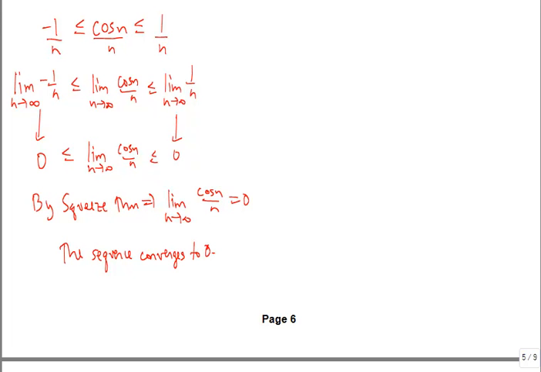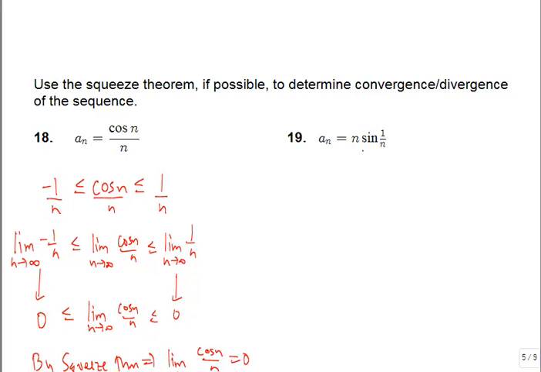Okay? Now let's try something similar for this one. If we have the sequence n times sine of 1 over n, if we try to pull the squeeze theorem on this one, we would start with that sine of 1 over n. That's a sine function. No matter what the angle is, we know that sine of any angle is always squeezed in between -1 and +1.